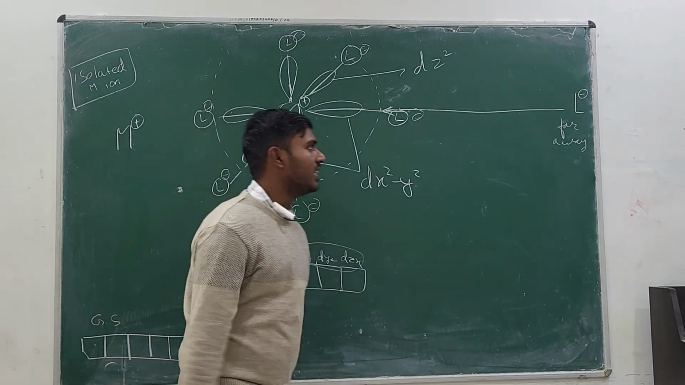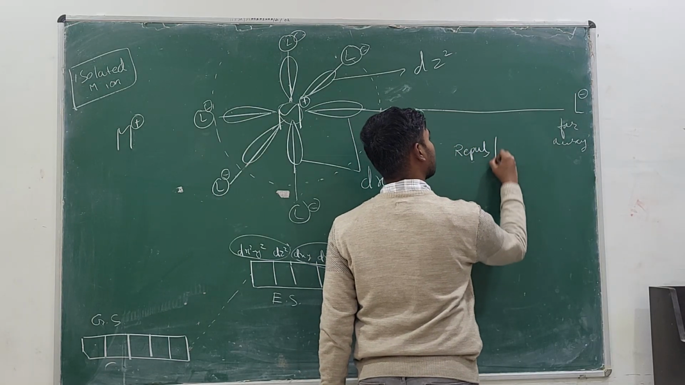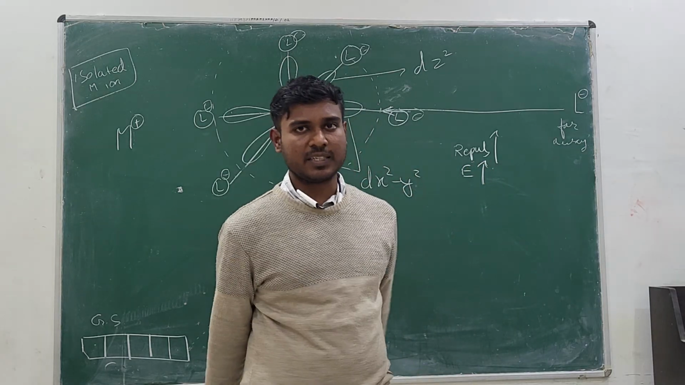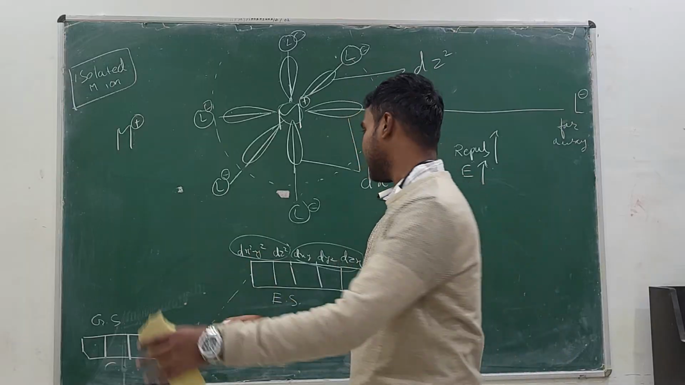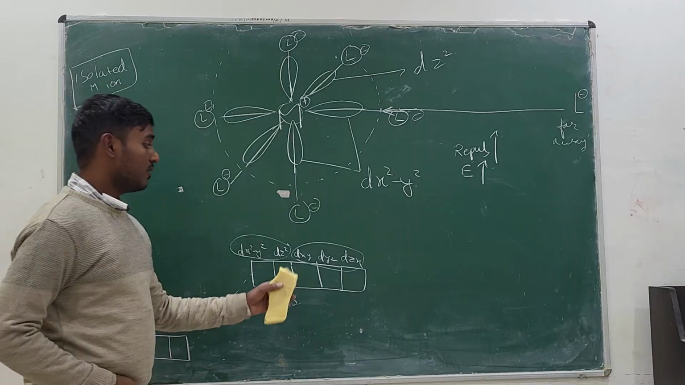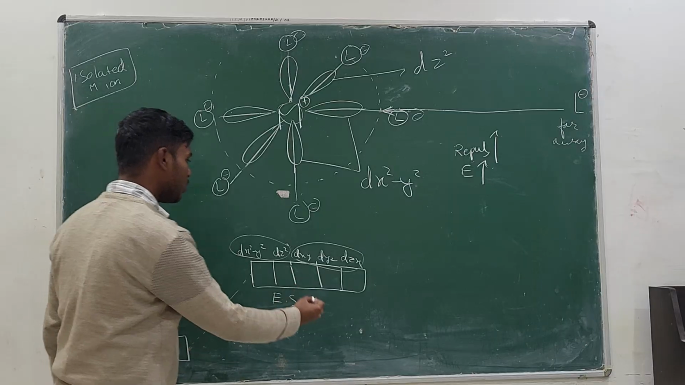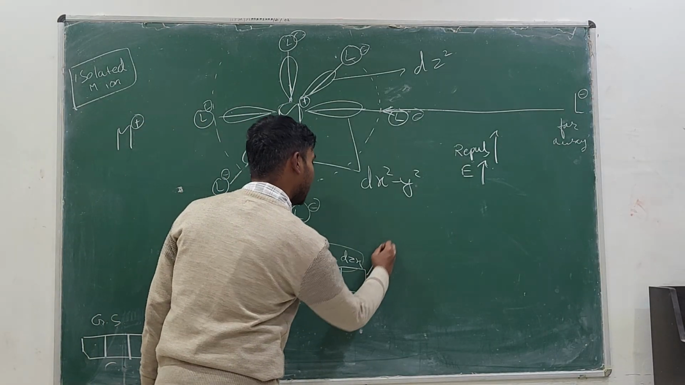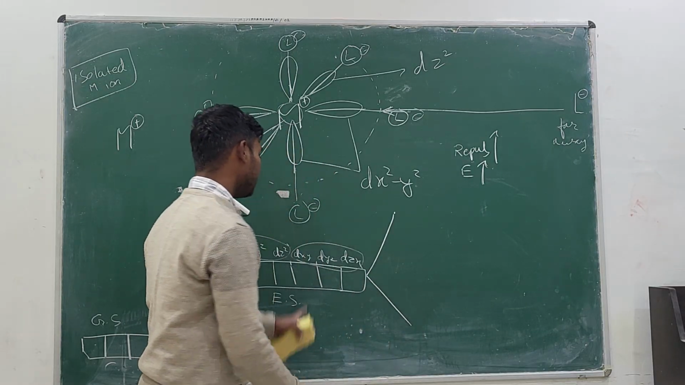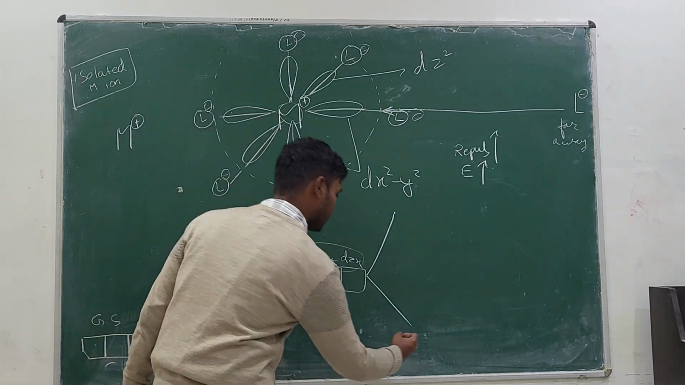As a result of this, we know as repulsion increases, our energy increases. We know this basic rule. So what do you think? Which orbital's energy will increase and which orbital's energy will decrease? Yes, the energy of dx square minus y square and dz square will increase, and as these 3 orbitals experience less repulsion, their energy decreases.